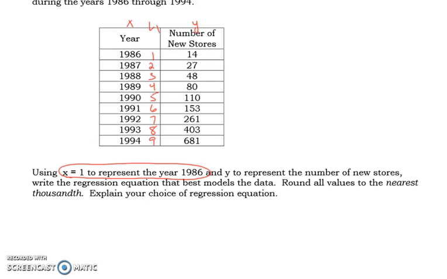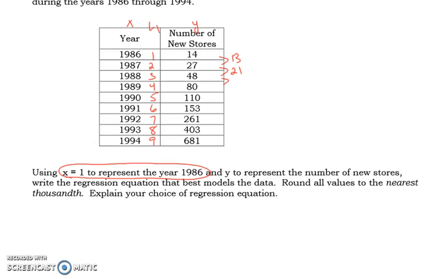Now, in order to help me determine which equation I'm going to use, I'm going to look for what kind of change is happening in the y's. If it's a linear regression, I'm going to have about a constant rate of change, not exactly, but pretty close. If it's exponential, I'm going to have growth very quickly or decay very quickly. And then if it's quadratic, I'm going to have an up and down. So if you notice, if I go from 14 to 27 new stores, that's about a 13 store increase right there. If I go from 27 to 48, that's about a 21 store increase. That's not too far off.